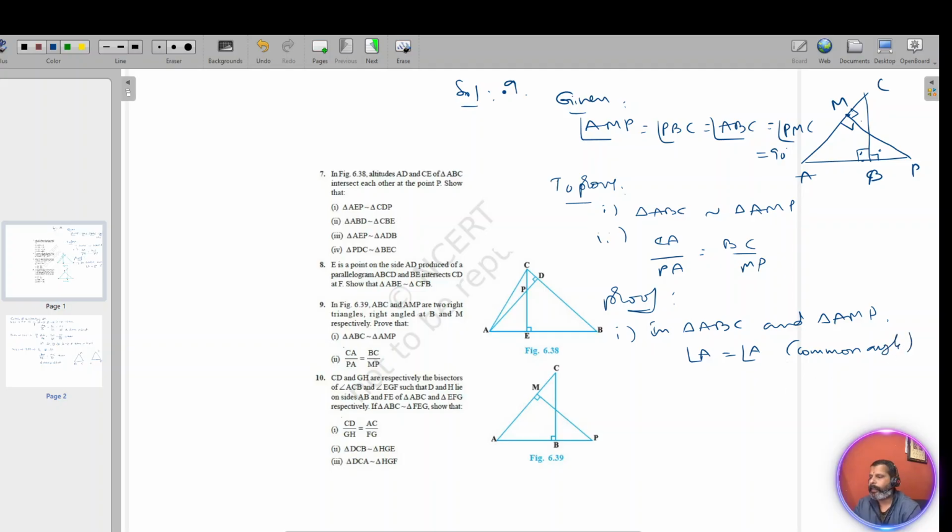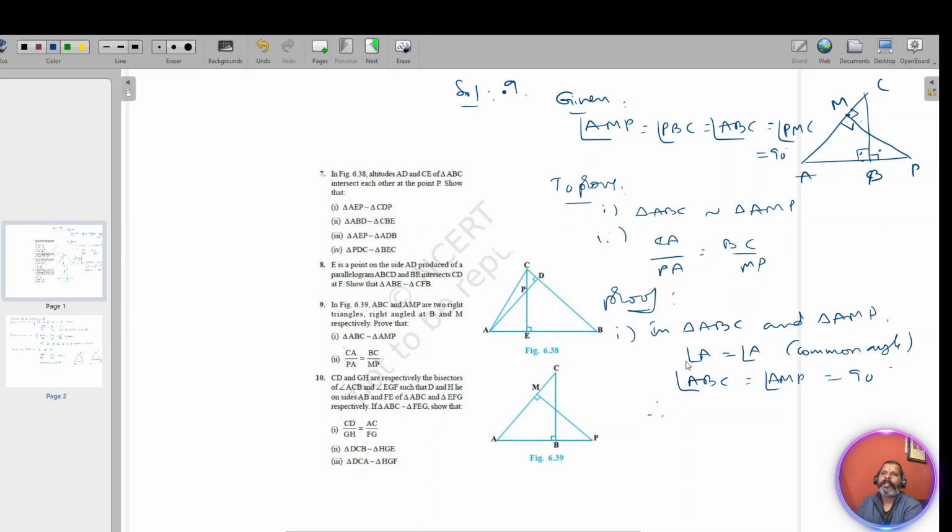And you write 90 degrees. What is ABC, 90 we have? ABC itself. What is AMP, we have 90? AMP itself is equal to 90. Okay. Then we're done. That's it. Very simple. They are testing our observation skills only. These are not tough questions at all.